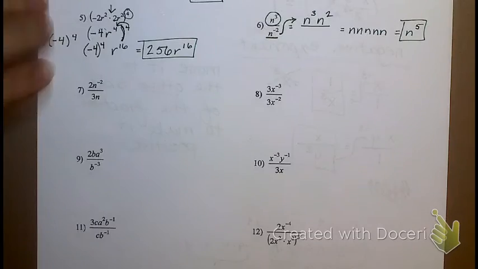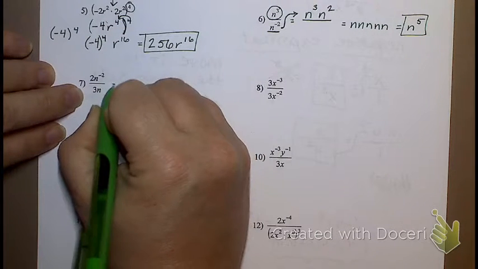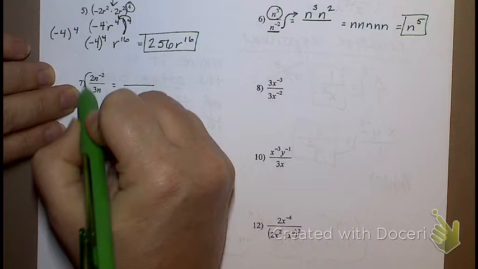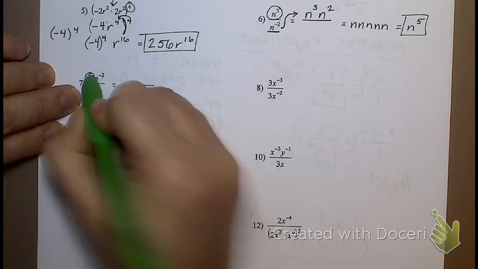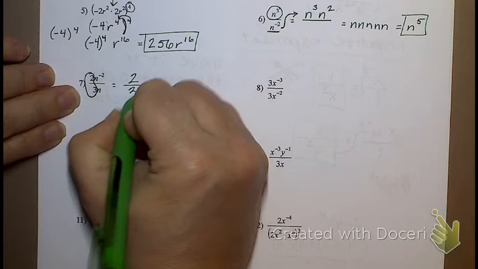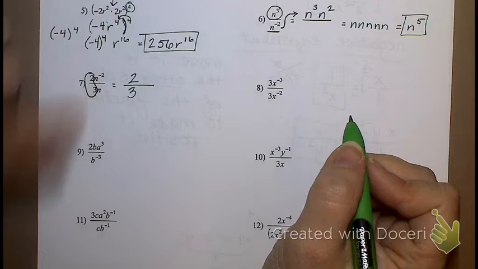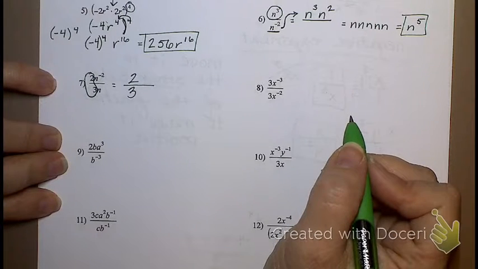Let's look at number 7. So looking at my numbers, can the 2 and the 3 simplify? No. So I have a 2 on top, a 3 on the bottom. I can't do anything about that. I have an n on the top and an n on the bottom. Which one is not going to move? The 3.